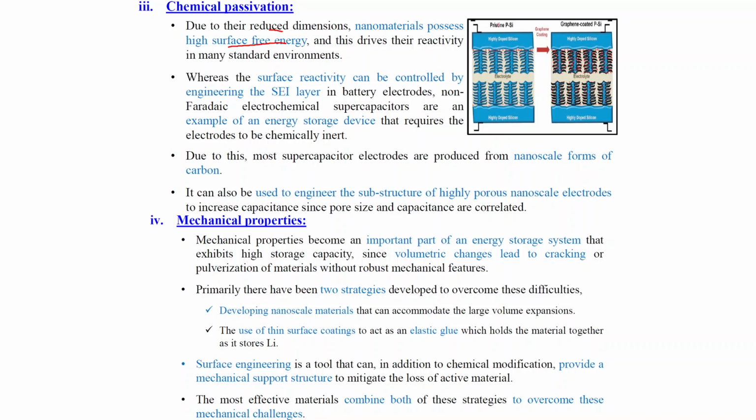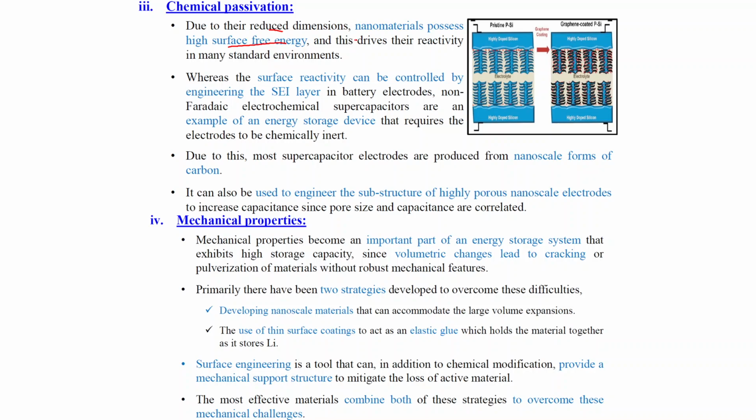this is how nanoparticles are used in chemical passivation. Passivation means protective. Basically, if some nanoparticles can form a thin layer over a material to provide it protection from corrosion, making it corrosion resistant, that is basically chemical passivation.